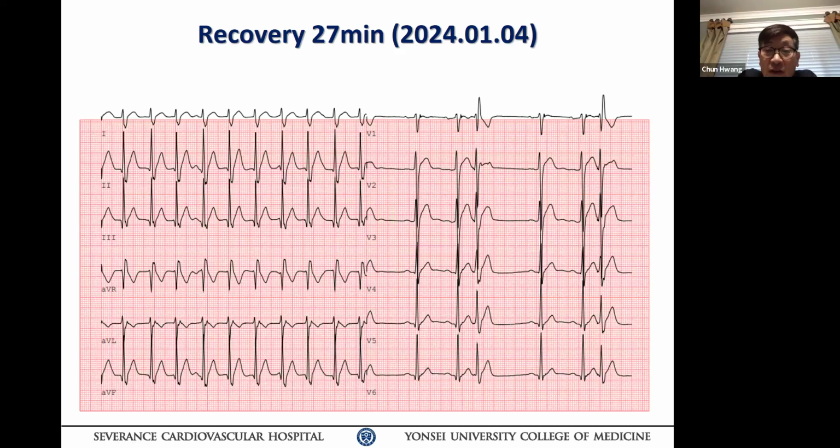The PVC after termination looks almost like bigeminy and trigeminy. So is this the same as the clinical VT?